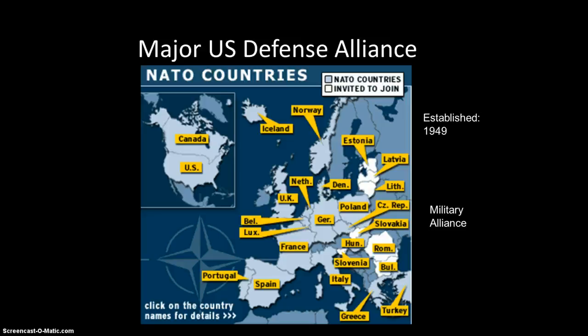We also have military alliances. The most famous of these is NATO, which stands for the North Atlantic Treaty Organization. The idea behind that is that Canada and the United States, as well as a bunch of European countries, have created a military alliance and agreed to use their militaries to support one another.